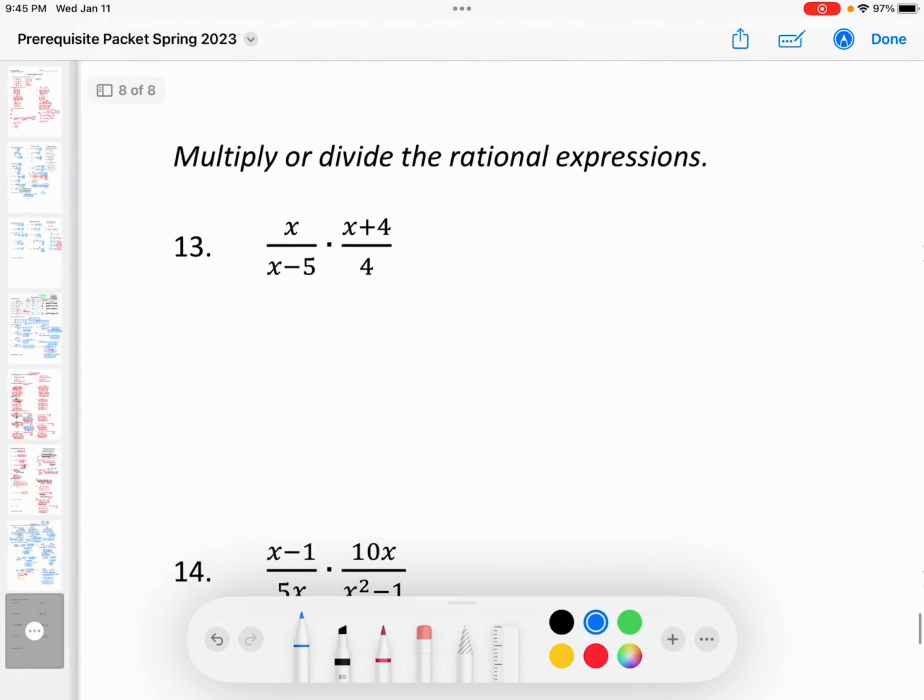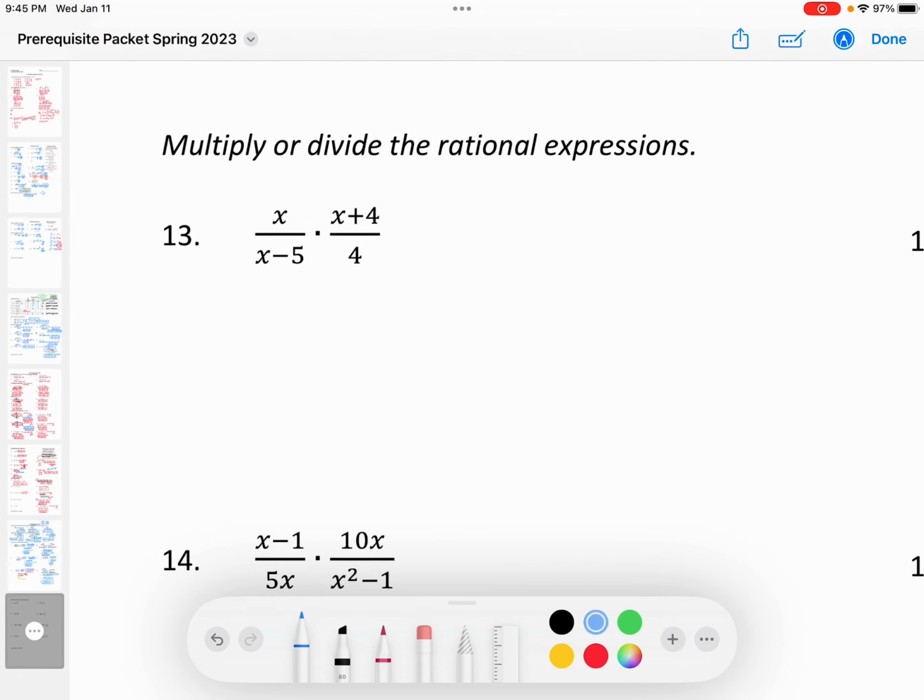Moving on. This page is way easier. Do you know why? Because when we multiply fractions, we don't need a common denominator. We just multiply straight across. So we'll multiply the numerators. We'll multiply the denominators. And then as long as nothing's canceling, remember this is all multiplication, so we have a chance to cancel at least. And it doesn't really cancel.